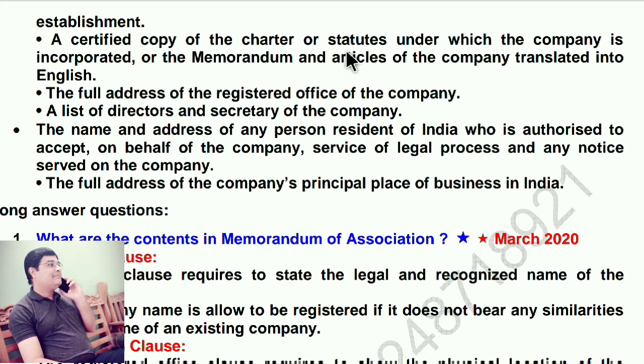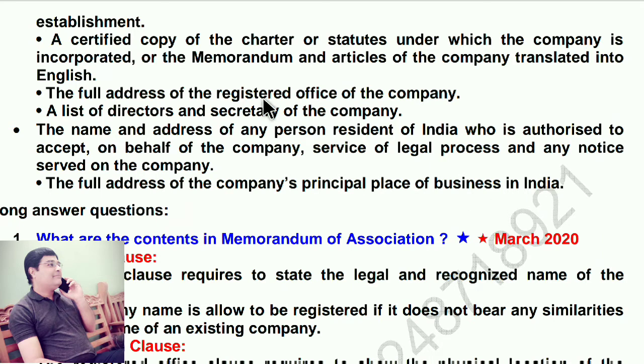A certified copy of the charter or statute, meaning the rules and regulations under which the company is incorporated, or the memorandum and articles of the company translated into English; the full address of the registered office of the company; the list of directors and secretary of the company; the name and address of any person resident in India who is authorized to accept, on behalf of the company, service of legal process and any notice served on the company; the full address of the company and the principal place of business in India.